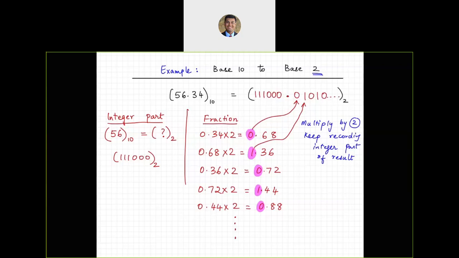Of course, if you stop at two digits, if you had stopped right there, you would have got 56.25, different from 56.34, right? So depending on how many bits you have allocated for the fraction part, you may get very close to the actual decimal number, or you may be quite far from it. So there will be some error in representation. Okay, questions about base 10 to base 2, for an integer part as well as the fraction part?